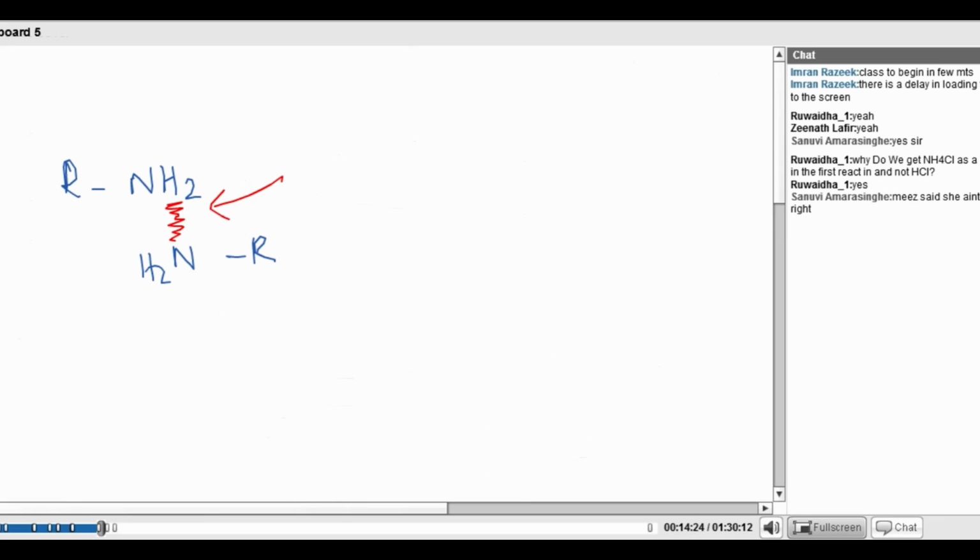So please copy this on the next page. After the note, the last bullet point: they are less volatile than the corresponding alkane due to the presence of strong intermolecular hydrogen bonds between the molecules of amine, with only weak dispersion forces between alkanes. However, amines are more volatile than the alcohol. In the given space, you can copy this.